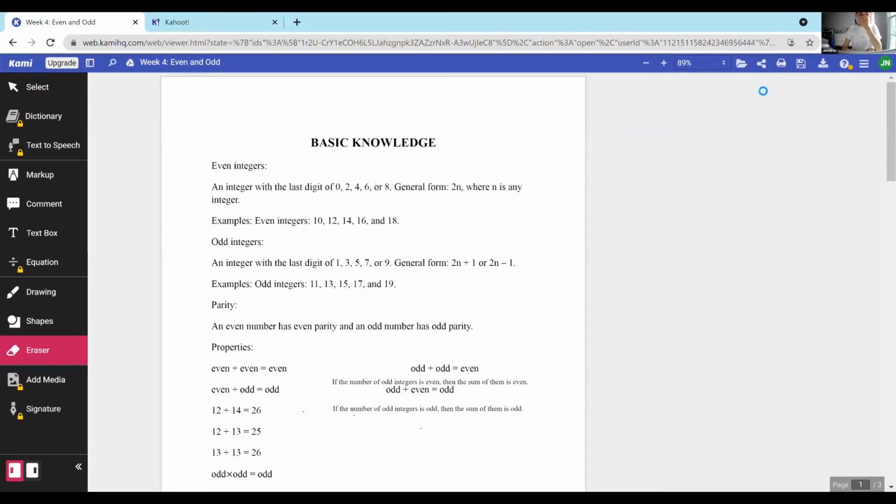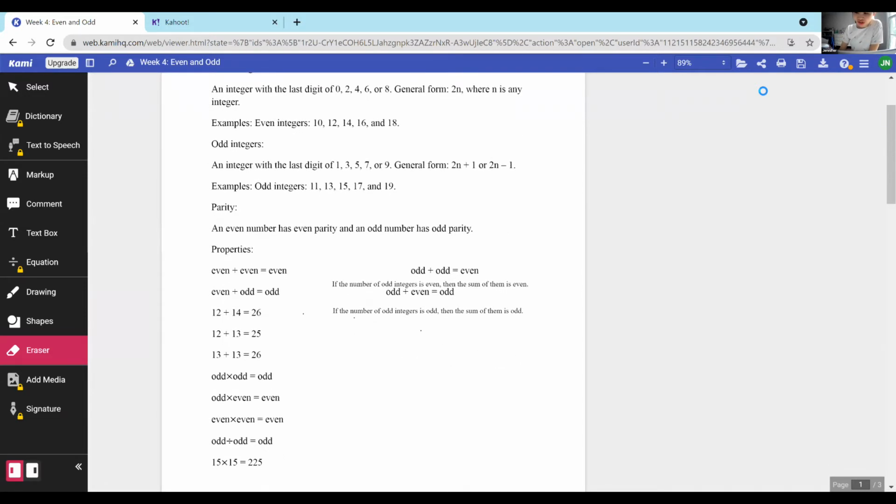Well, all of you probably have heard about even integers and odd integers and what they are. The property of even integers: integers with last digit of 0, 2, 4, 6, or 8 are even, and they could be written in general form 2n, because the definition of an even integer is that it could divide into two equal groups, where n is any integer.